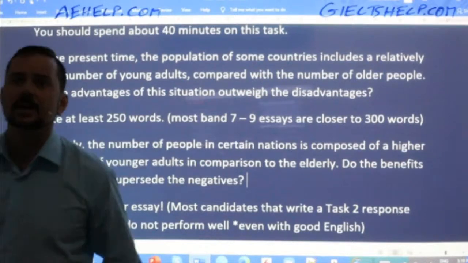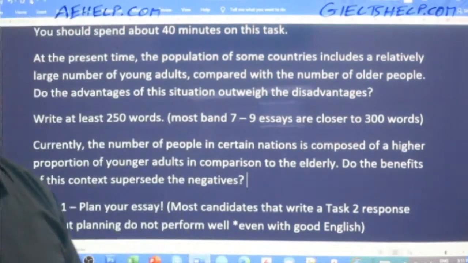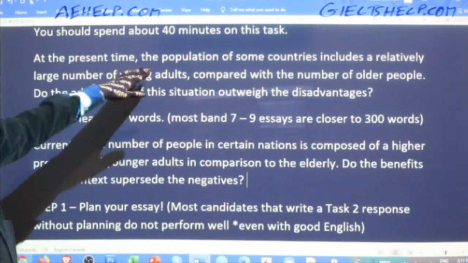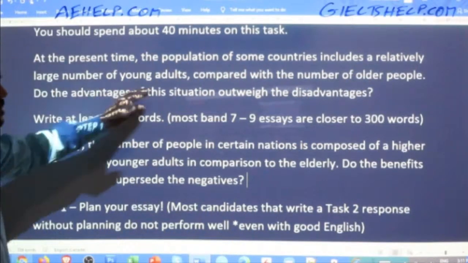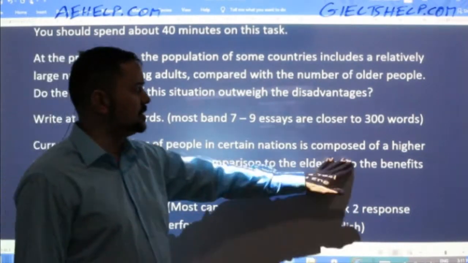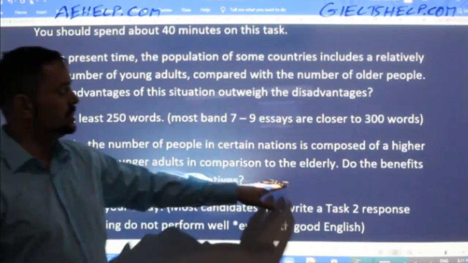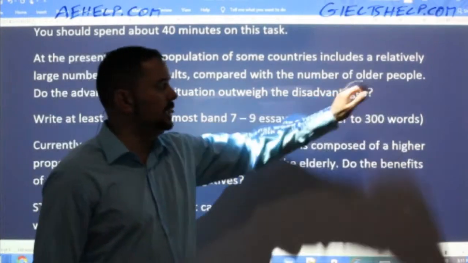So here's my paraphrase, and then I'll look at some of the paraphrasing from our students. So here we go again, the original one at the present time. Here's my paraphrase currently, okay? The population of some countries includes a relatively large number of young adults. The number of people in certain nations is composed of a higher proportion of younger adults in comparison to the elderly. Okay, compared with the number of older people.